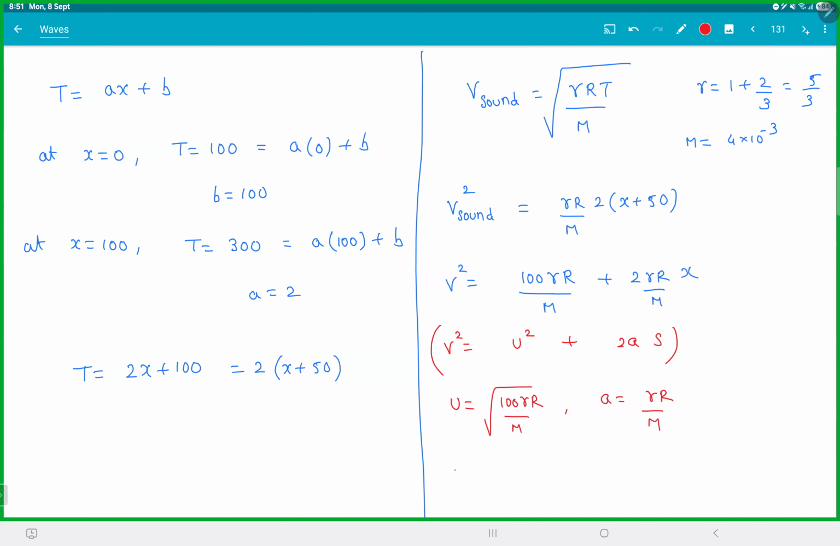Then I can use S is equal to ut plus half at square. This S is 100 meters. You get a quadratic. Solve this, you'll get time from here. Makes sense.